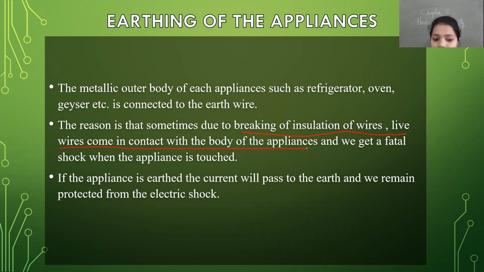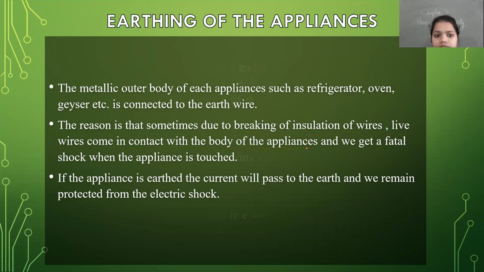That is, if the appliance is earthed, the current will pass to the earth and not transfer to our body, and we may remain protected from the electric shock. The metallic outer body of every appliance is earthed, that is, it is connected to the earth wire. And the reason is to safeguard against this shock, which may happen because of the breaking of insulation of wire. So it's very important to earth the appliances.